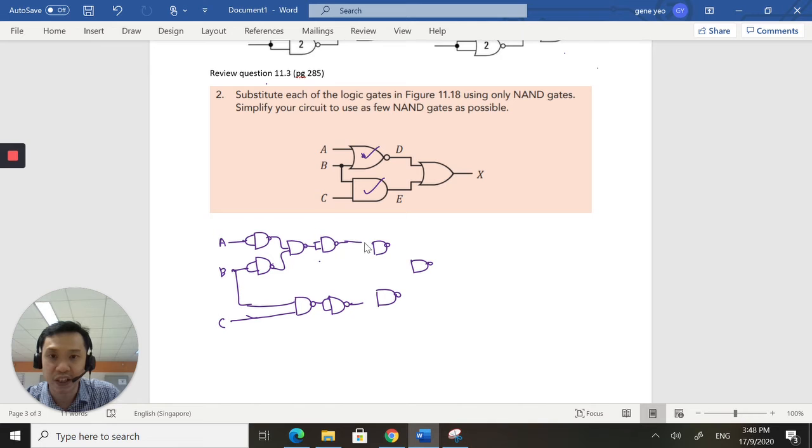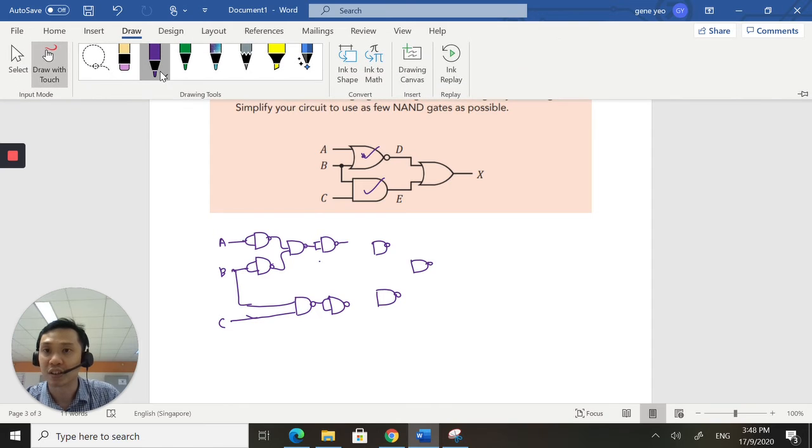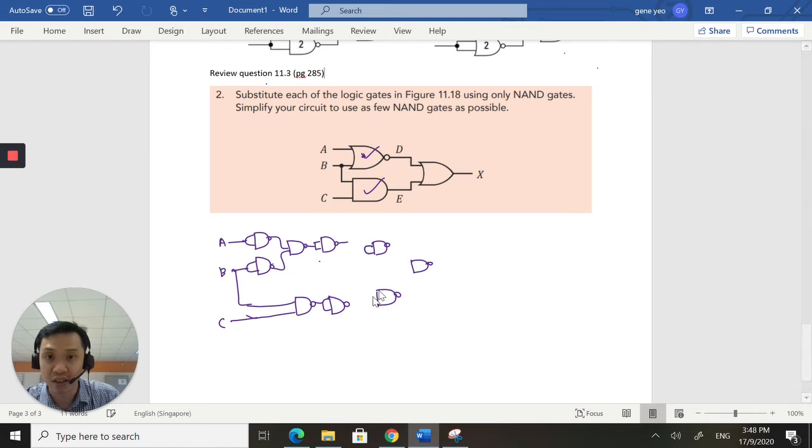So I know this fella comes here, this fella comes, sorry, what am I doing? Apologies for this, because I hope some of you are quick enough to spot my mistake. This is like this, and then it comes there. Okay, and this comes here, this goes there, and finally I have my output of X.